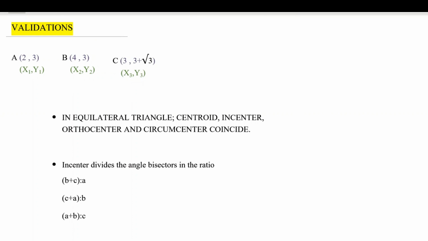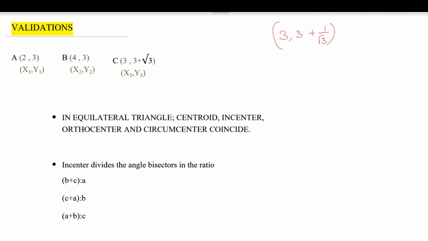If we observe all the points we have obtained till now for the centroid, incenter, circumcenter and orthocenter, all the values are like 3 comma 3 plus 1 upon root 3. And all the values are same. So this triangle is an equilateral triangle and so all the points are the same, meaning they coincide with each other.